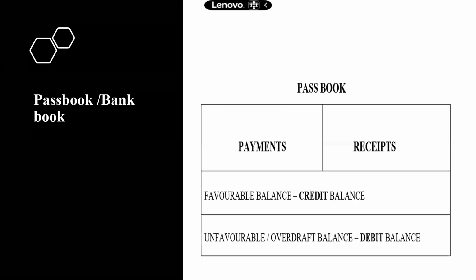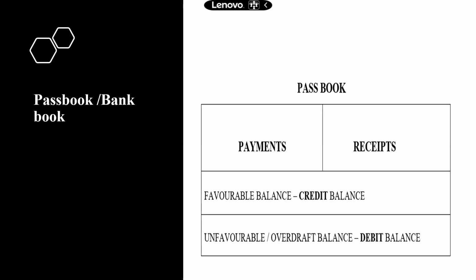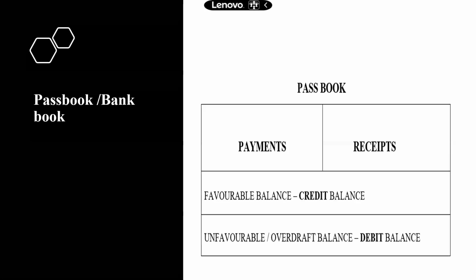Okay, so tell me, what is the overdraft balance of a cash book? Credit balance, ma'am. Very good. So you need to remember like that. The overdraft balance of cash book is credit. And if I say favorable balance of a passbook, credit balance. Yes. Credit. So please remember that side.